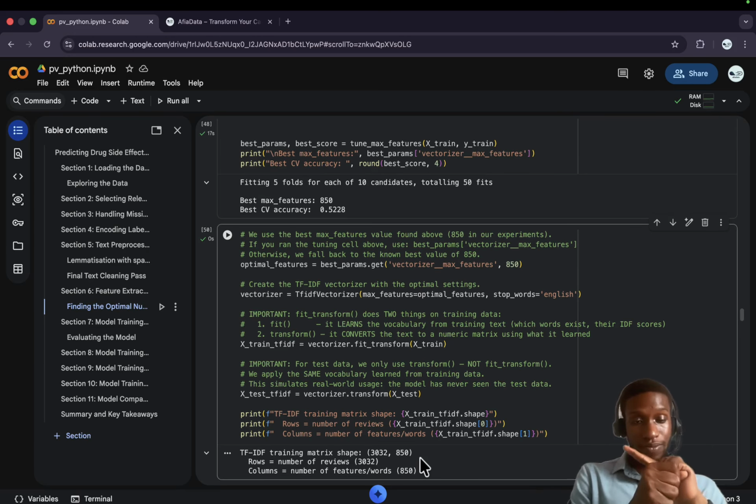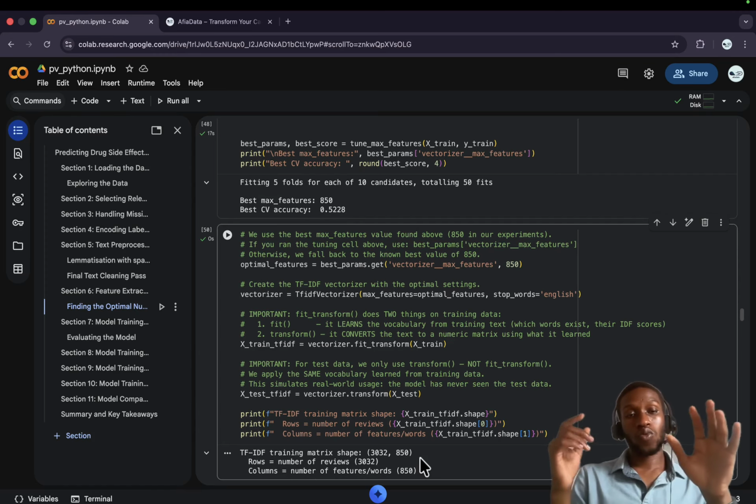Then number three, we selected relevant columns to work with. This was the side effects reviews and side effects, and we thought, maybe we'll need conditions at some point, but we only had those 3 columns to work with. Then we moved a step further and handled missing data, and we talked about how handling missing data might look different depending on your project.